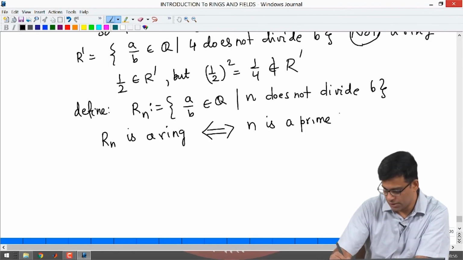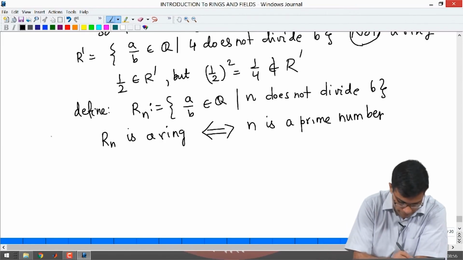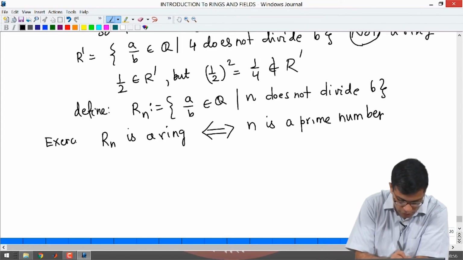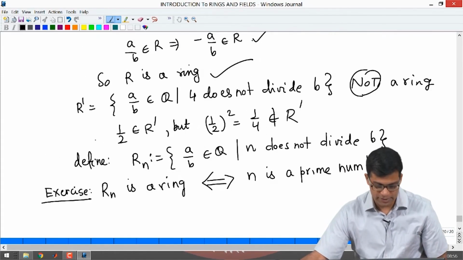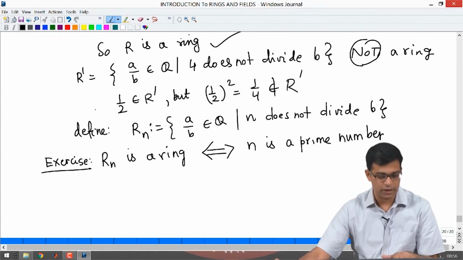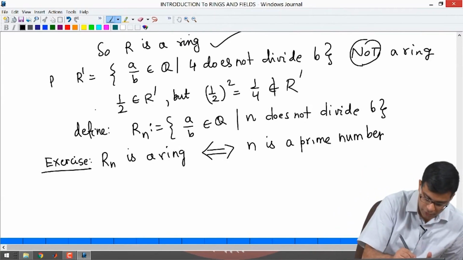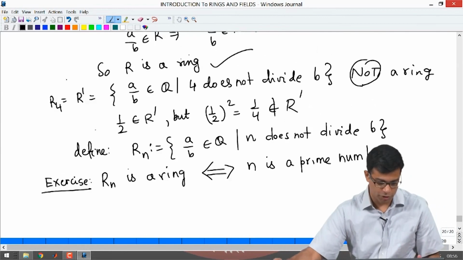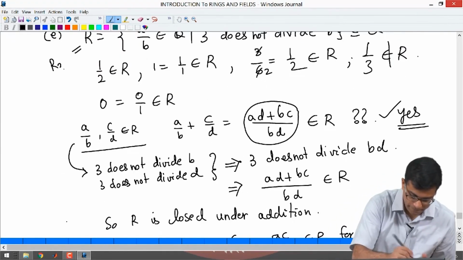You can prove this as an exercise using the ideas in this problem. I have given you 2 examples of R n, when n equals 3 and 4. R prime is R 4, right, in my notation now, and here R is R 3.